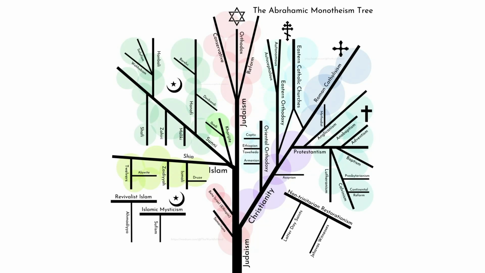You have Islam, Judaism, and Christianity, which, by the way, according to the Pew Research Center, did you know that these three religions make up more than 50% of the world today? More than 50%. Guys, that's like 7 billion people. That's like 3.5 billion people. More than 3.5 billion people.